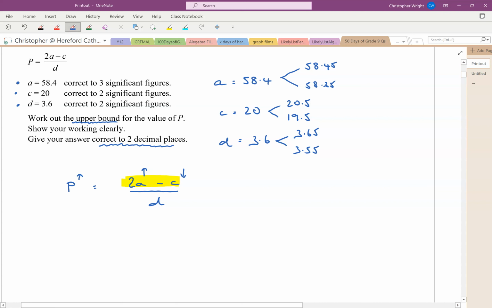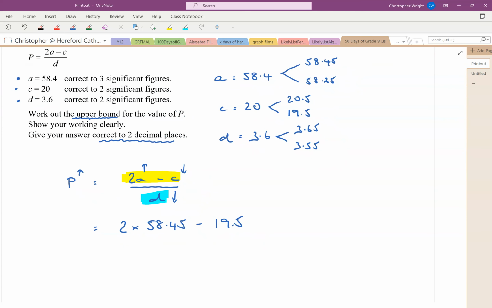And if I want the highest possible P, then I want to divide by the lowest possible number. So I'm going to choose the lowest possible D, because if I divide by a lower number, I get a higher answer. So that is what I'm going to need to substitute in here. Two times the highest possible A, subtract the lowest possible C, all divided by the lowest possible D.